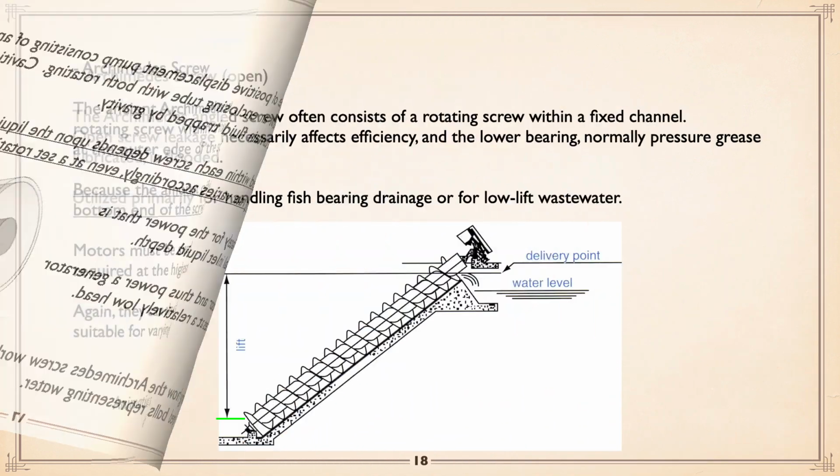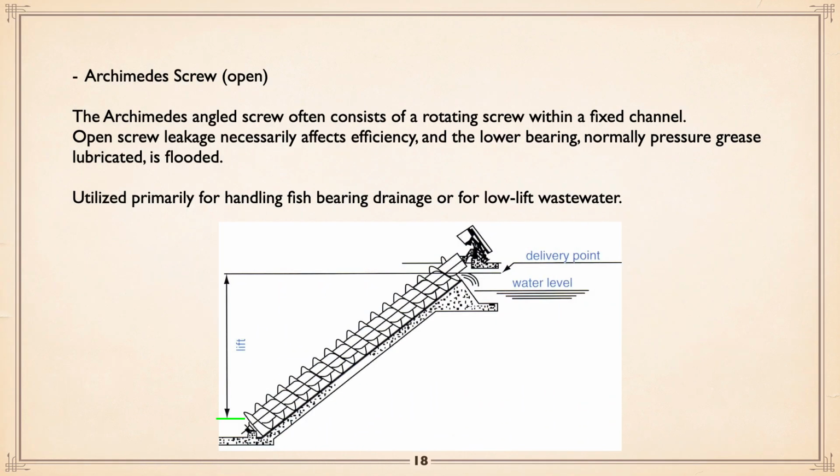Now, with Archimedes screw pumps, there's two variations. The first one is open, as you can see here, which is operating in a trough, and the top of it is actually open. I've heard of this happening: you can actually watch the ducks go for a ride in the thing as they're moved up to the top. The lift, of course, is from where it's picking up water to where it's discharging water at the top. They're a big thing for handling fish-bearing drainage or low-lift wastewater. The idea is that the fish can tolerate the fact they're going for pretty much a static ride as this thing turns.